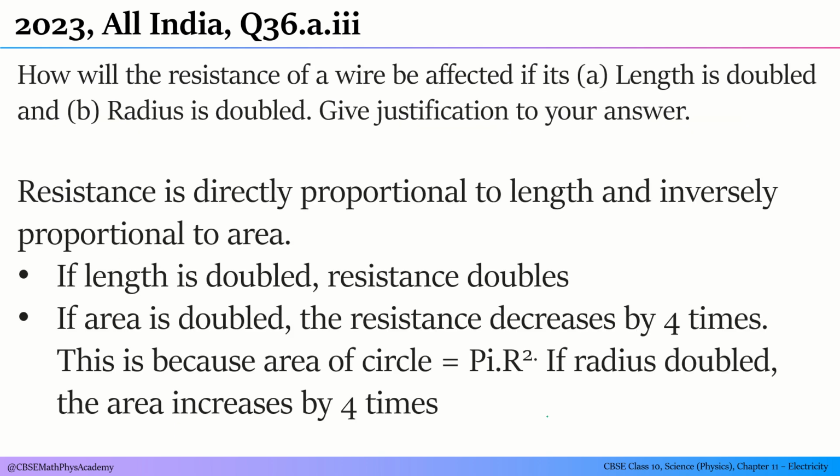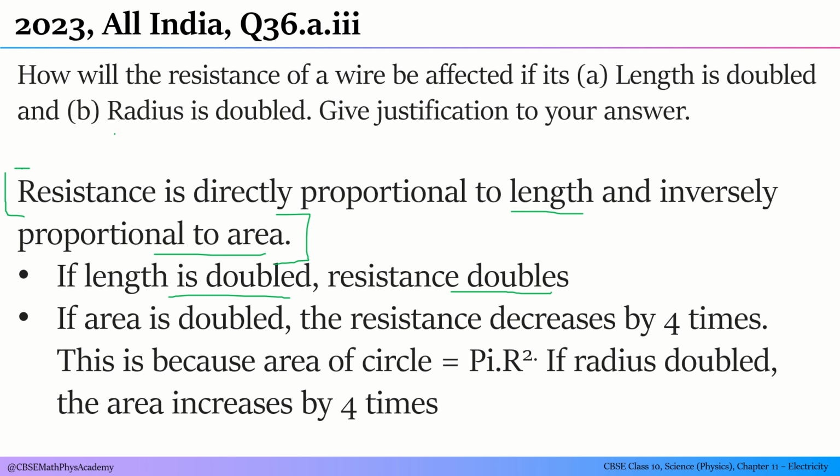So resistance is directly proportional to length and inversely proportional to area. When length is doubled, resistance doubles. Okay, so this is your justification. See, this point has to come out first very clearly. Only after writing this, you are supposed to solve it.